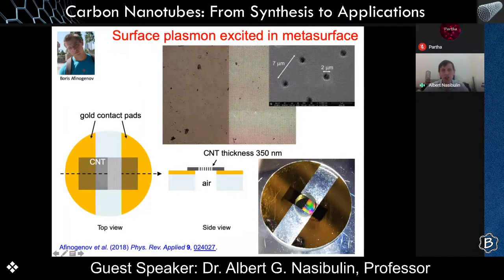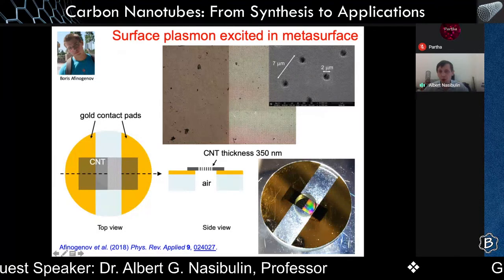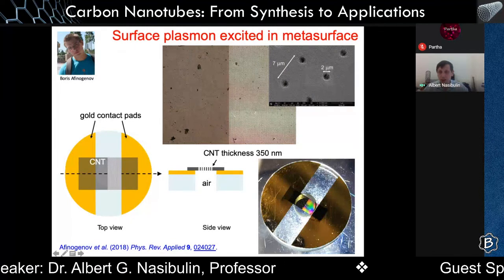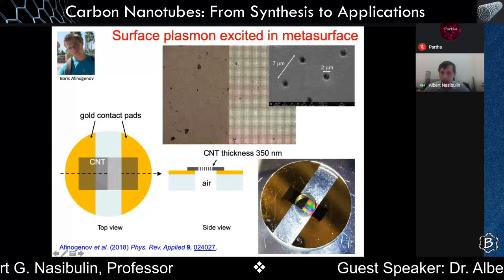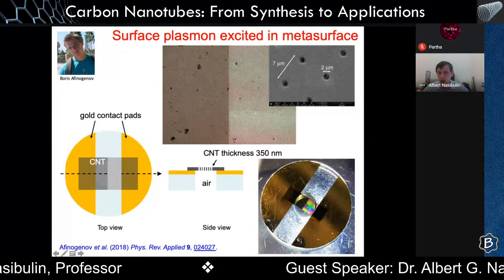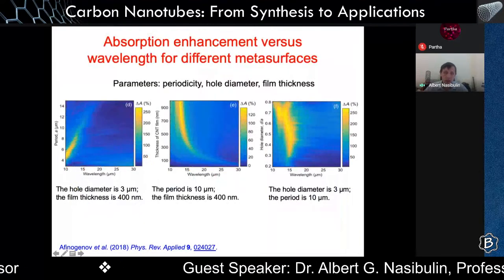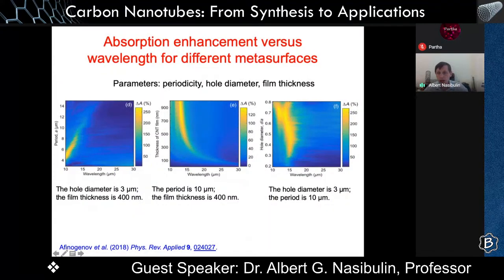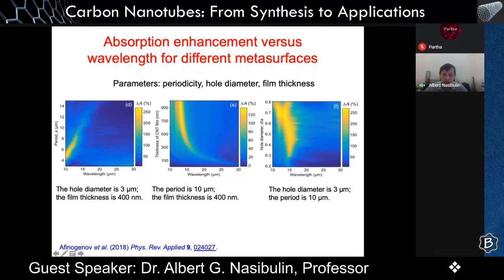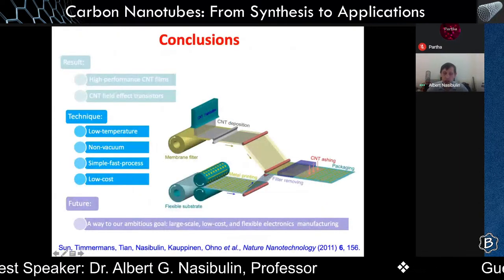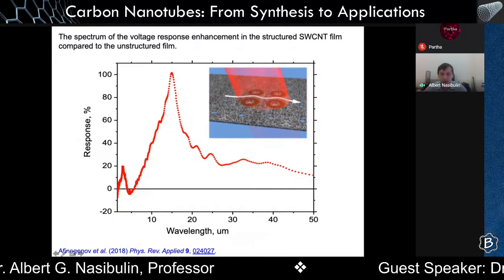Carbon nanotubes can also be utilized to make surface plasmons excited in metal surfaces. We made holes, as shown here: one side of the device was perforated with holes, the other one was pristine. If we irradiate this part with infrared, we get surface plasmons, which really affect the absorbance of the material. We first did the calculation, depending on the periodicity, hole diameter and film thickness, and we could find the areas where the carbon nanotubes will absorb light. Here is an example of a bolometer which works and absorbs light at 15 micrometers, using these metal surfaces.